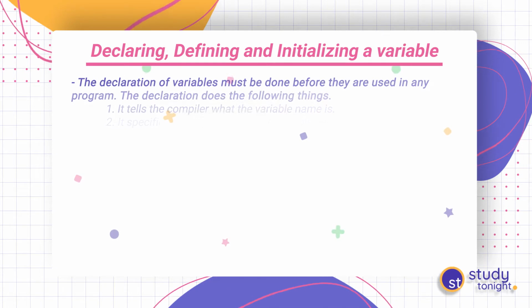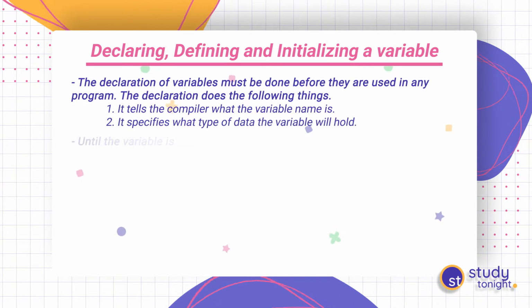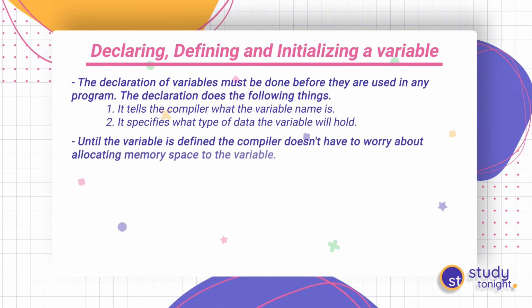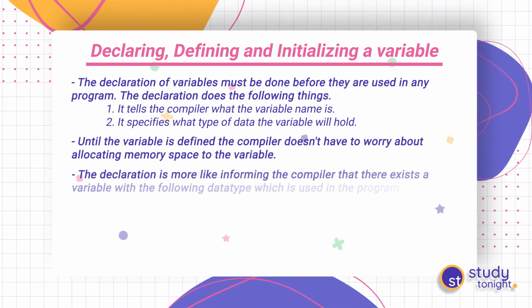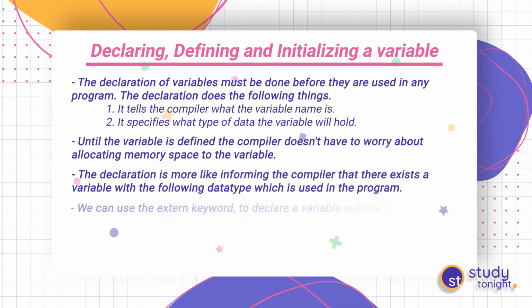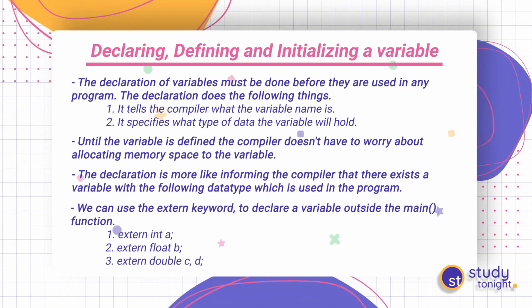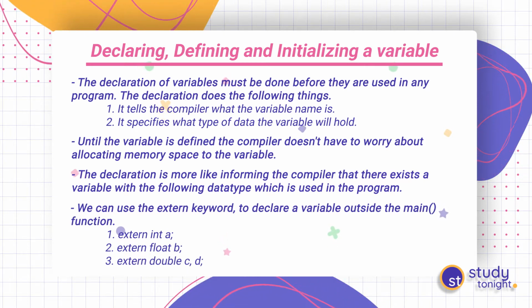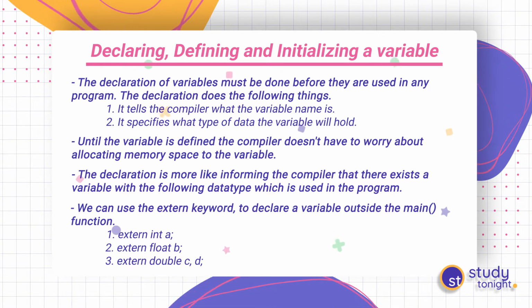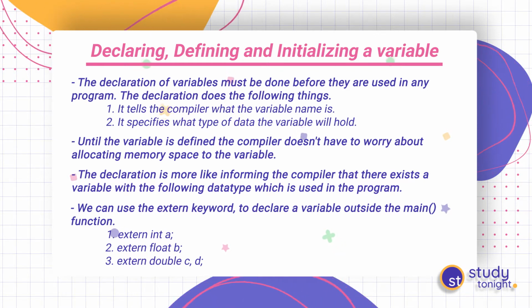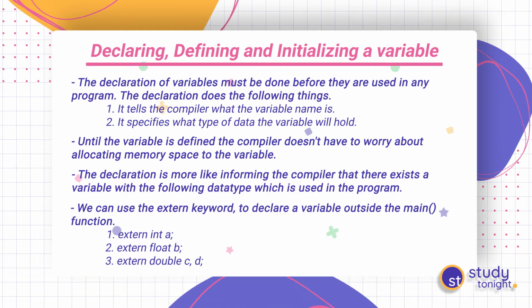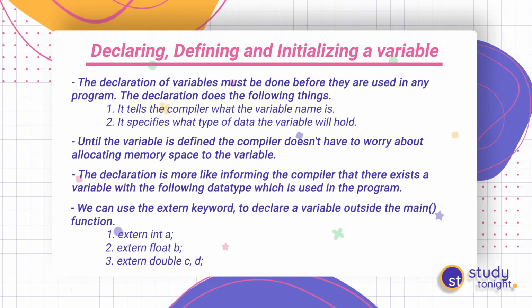Now, there are three things while we are talking about a variable: declaring a variable, defining a variable, and initializing a variable. So what is declaring? Declaration of variables must be done before they are used in the program. Declaration does the following things. It tells the compiler what the variable name is. It specifies what type of data a variable will hold.